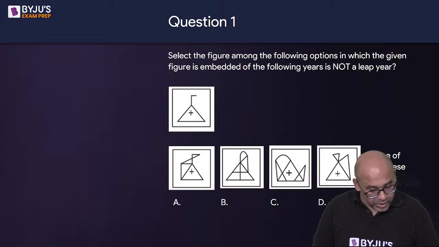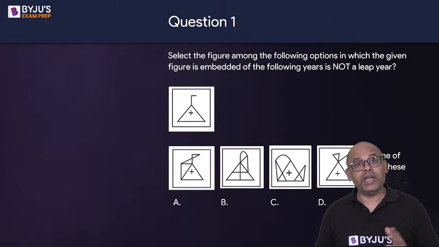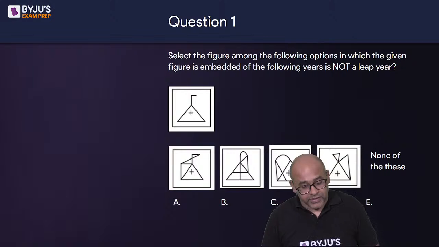Aditya, Vaishnavi, Mukesh, hi to all of you. So what is the answer to this? Quickly.